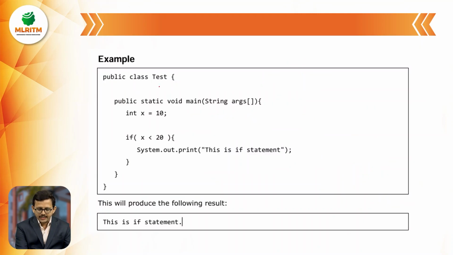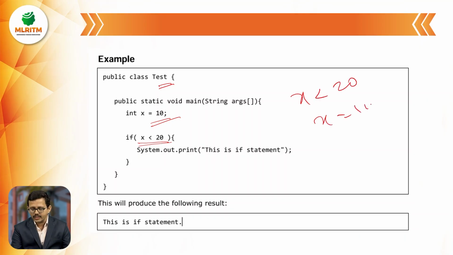public class Test, we are taking the main class as Test, and here public static void main String args, int x is equal to 10. We are assigning a value of 10 to x. If x is less than 20, so this is our condition. We have assigned x the value 10, so the output is true. So this statement is executed, and we get the output: this is if statement. So this is our if condition.